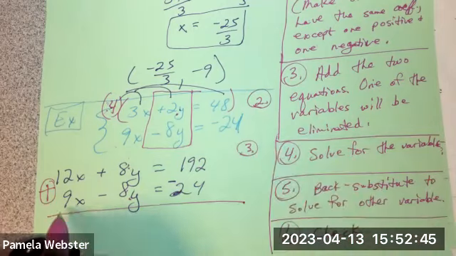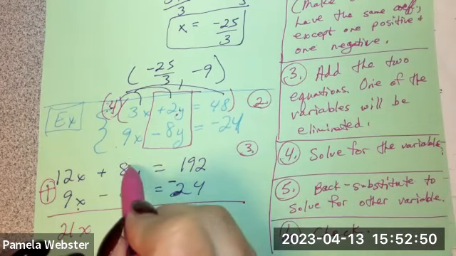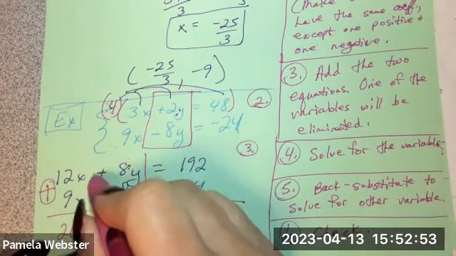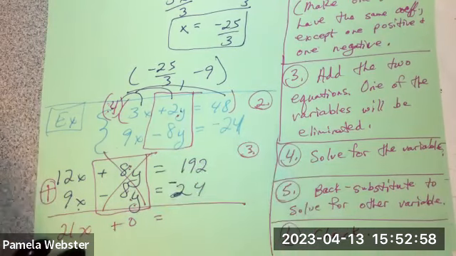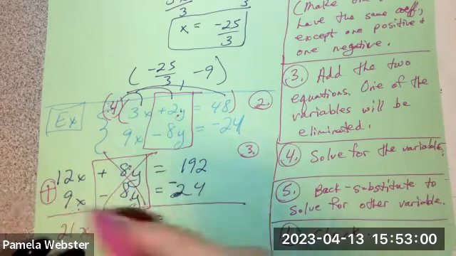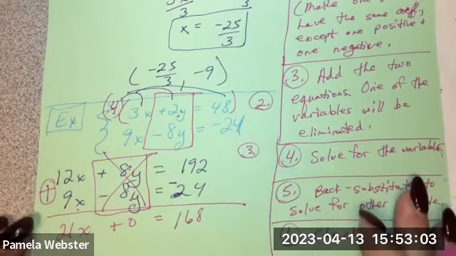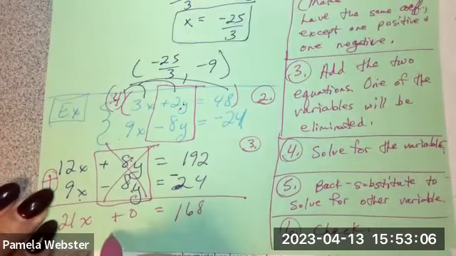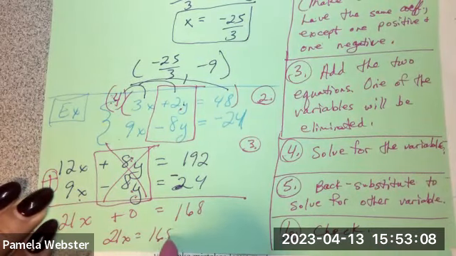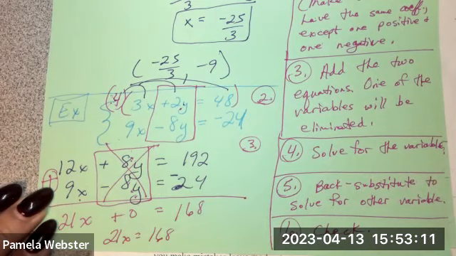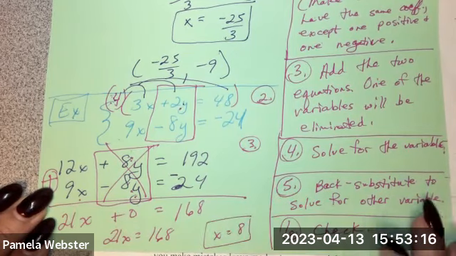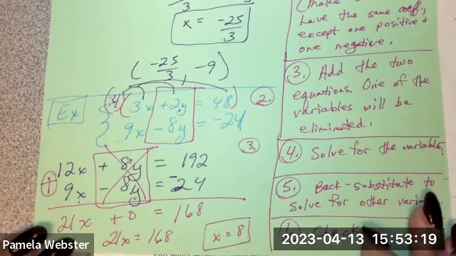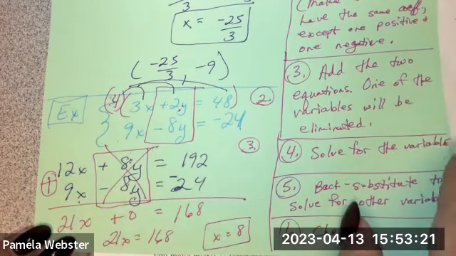This is step 3. 12x plus 9x is 21x. 8y plus negative 8y, that's exactly what I want it to look like. That's going to be a 0, is equal to 192 minus 24 is 168. And now I've got 21x equals 168, and I'm hoping that divides evenly. Sure enough, x equals 8. All right, yay. And that's the biggest bulk of the problem.